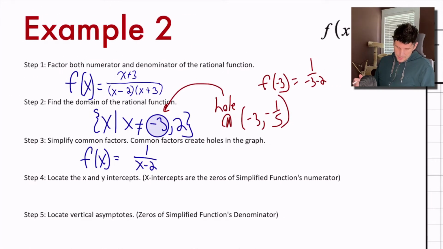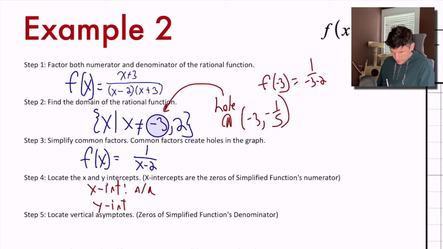So let's state the x and y intercepts. So the x-intercept, that comes out of the numerator. There is no x-intercept because there's nothing that will make this function 0, right? The only thing that could make a fraction equal to 0 is if the numerator is equal to 0. In this case, the numerator can't equal 0 because there's no variable there. So x-intercepts, not applicable.